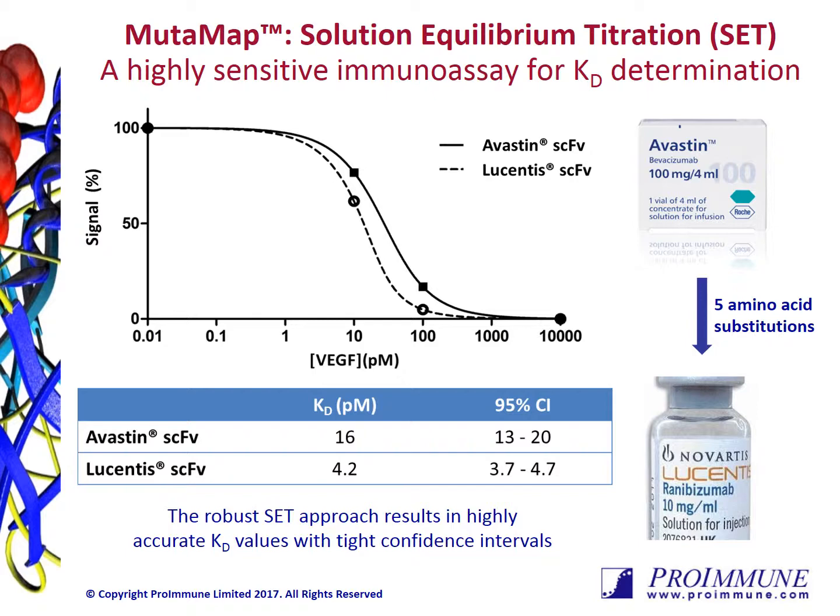As a method, SET is particularly well suited for high throughput, high affinity interactions, unlike surface plasmon resonance, SPR, where the higher the affinity, the longer it takes to achieve a measurement.